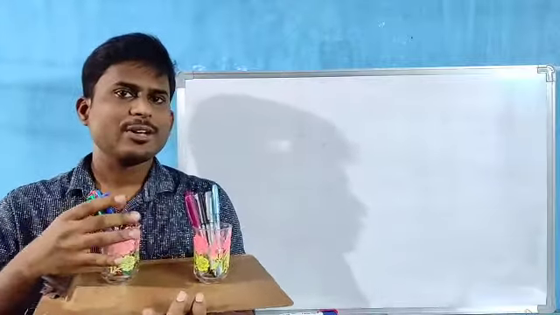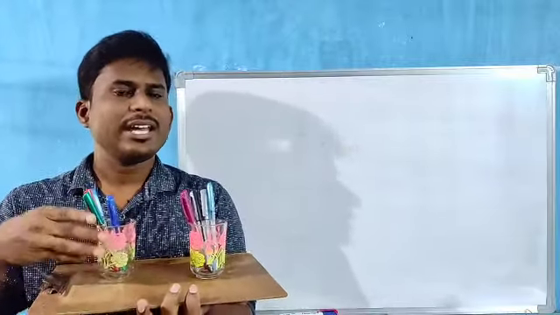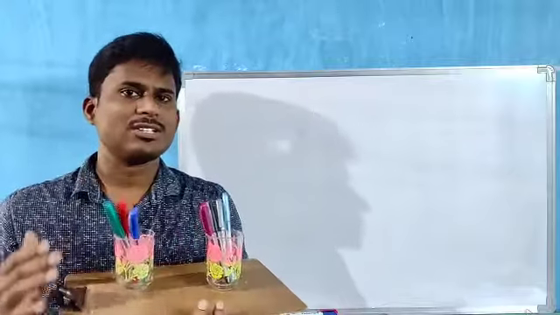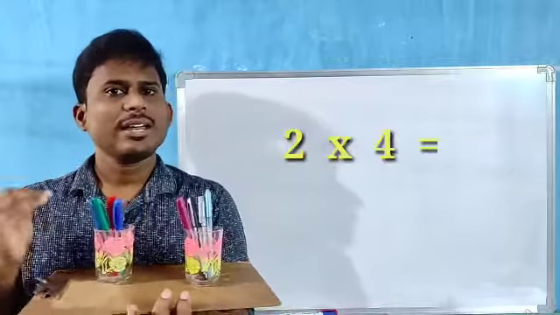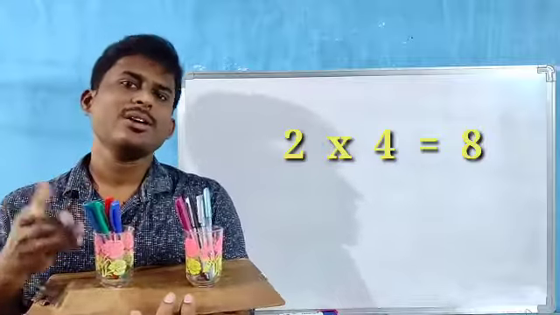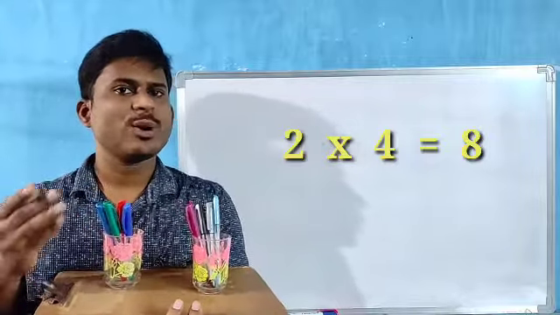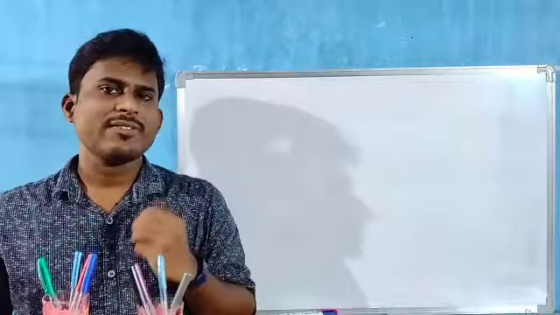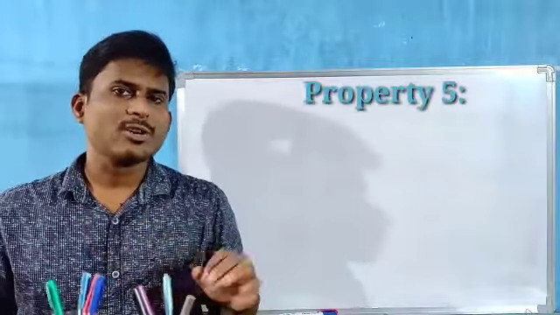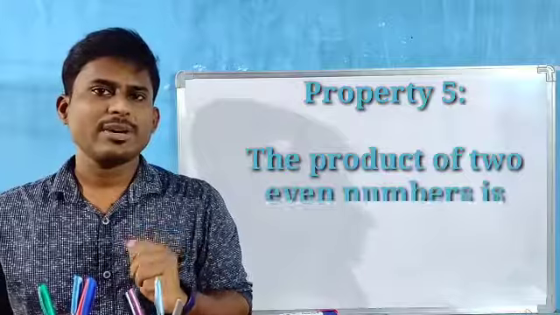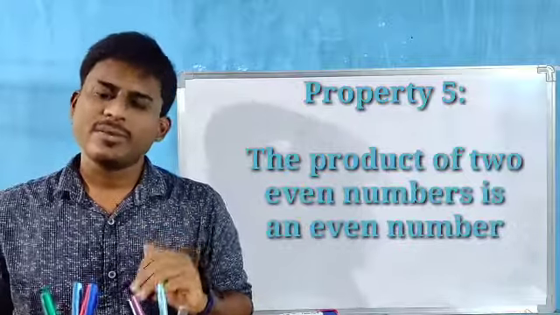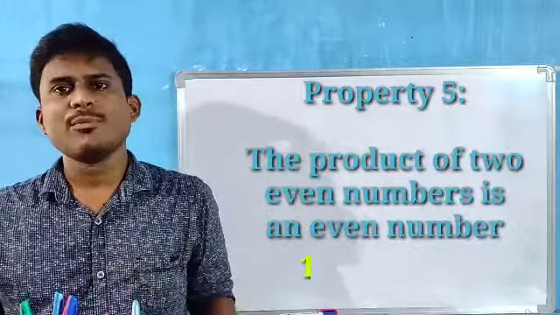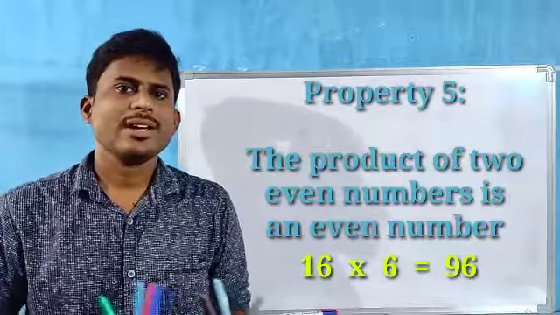4 pens is repeating. How many glasses are there? 2 glasses are there. So, 2 is an even number, children. In 2 glasses, we have 4 pens each. So, 2 fours are 8. So, 4 is an even number. 2 is an even number, children. 8 is an even number. So, this is our fifth property, children. The product of an even number and an even number gives the answer as an even number only, children. One more example you can see on the board, children.